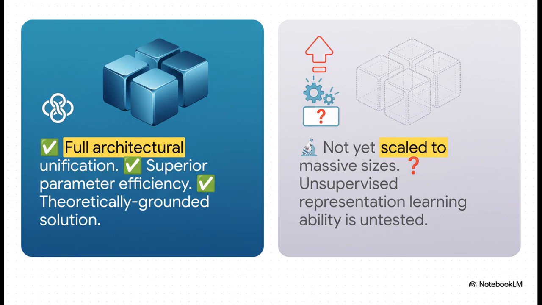some random hack. That said, the authors are totally upfront about what's next. The big question is, does this scale? They haven't built a billion parameter version yet to take on the giants. And the other question is, is it a one-trick pony? We know it's an amazing image generator, but are the representations it learns inside useful for other things like classification? That's still an open and really exciting question for future work.